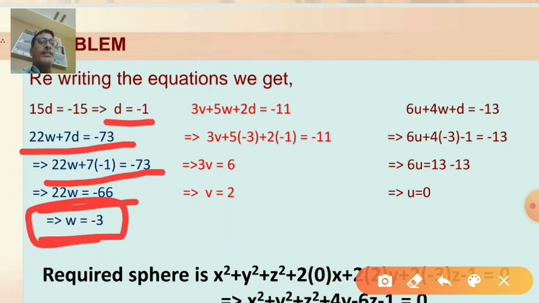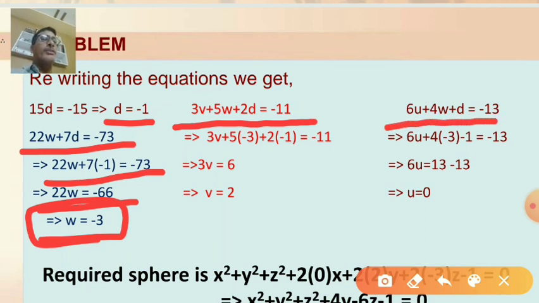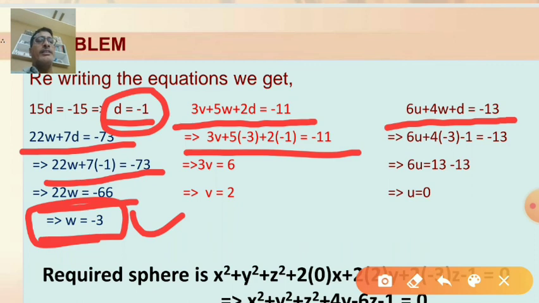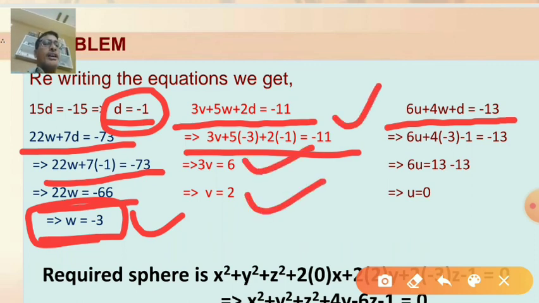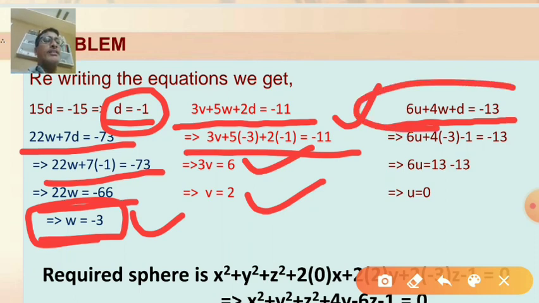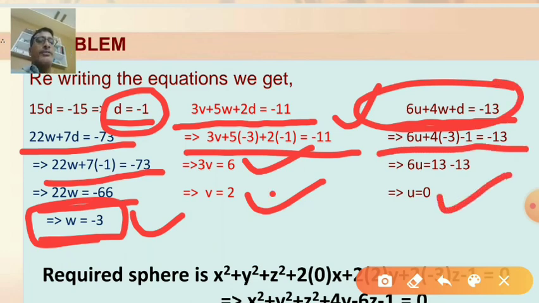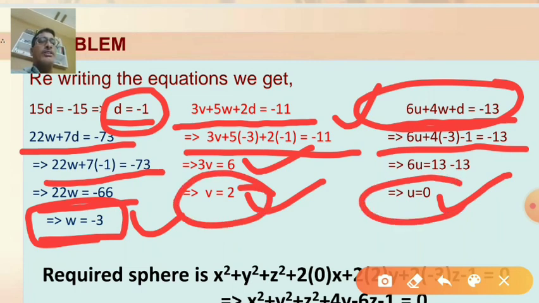And also by rewriting the remaining equations, we will get 3V plus 5W plus D is equal to minus 11 and 6U plus 4W plus D is equal to minus 13. By substituting W is equal to minus 3 and D is equal to minus 1 in these equations, on simplification you will get 3V is equal to 6 and V is equal to 2, and U is equal to 0. Therefore finally we got U is equal to 0, V is equal to 2, W is equal to minus 3 and D is equal to minus 1.